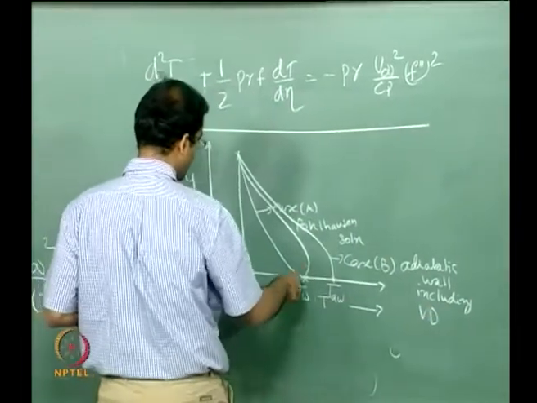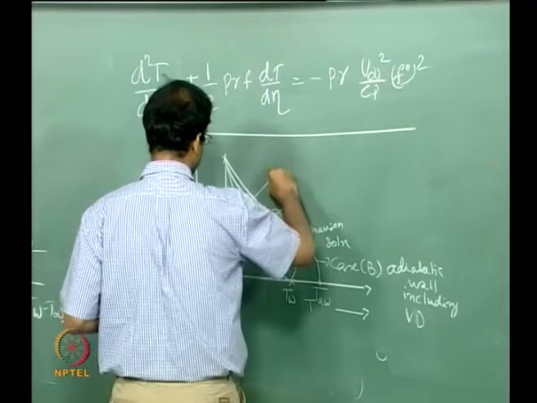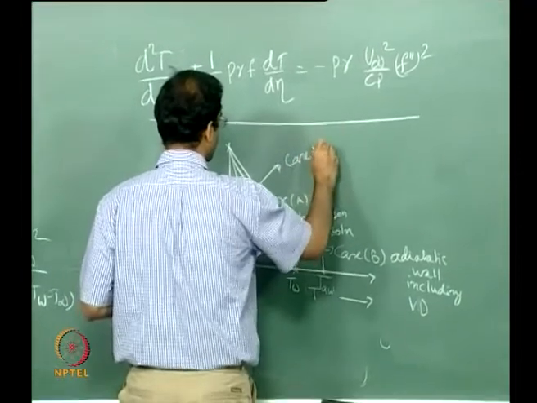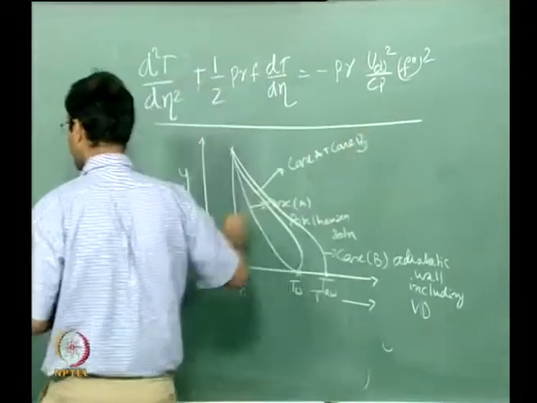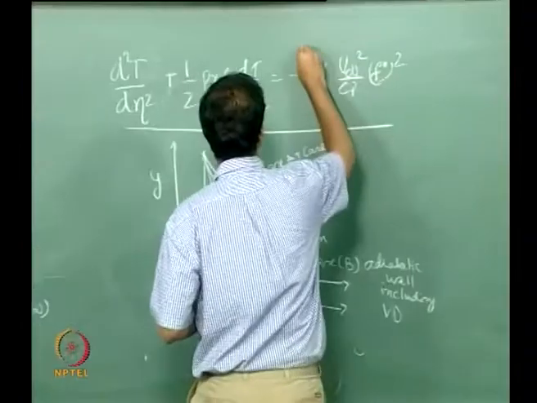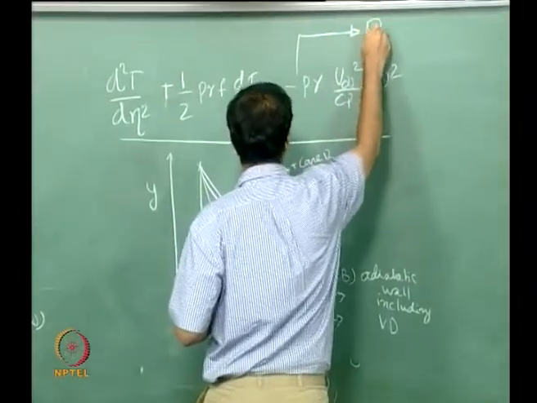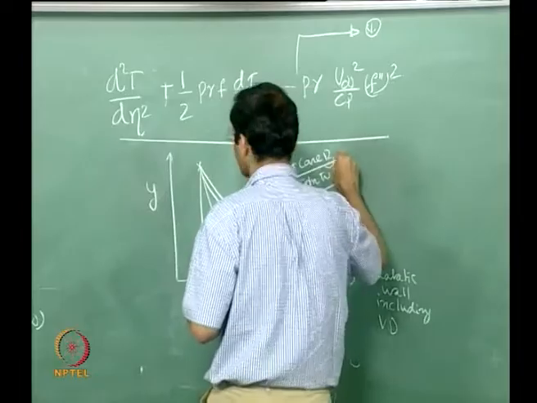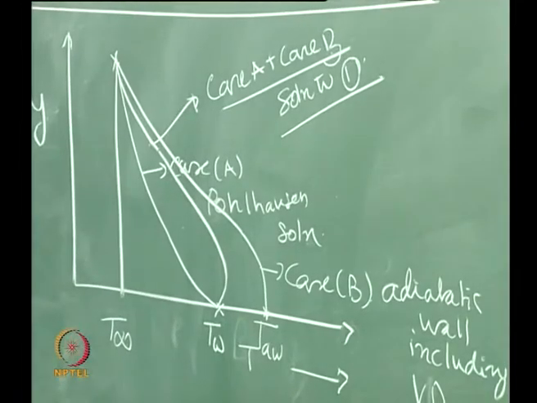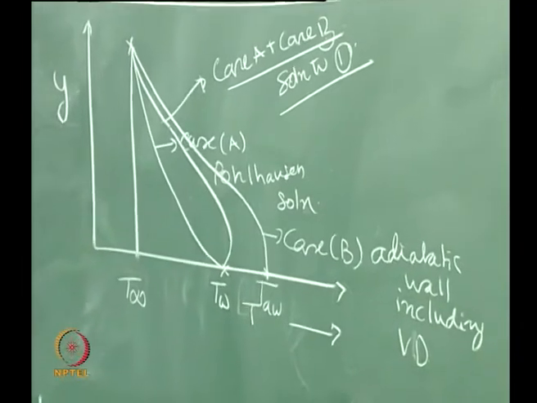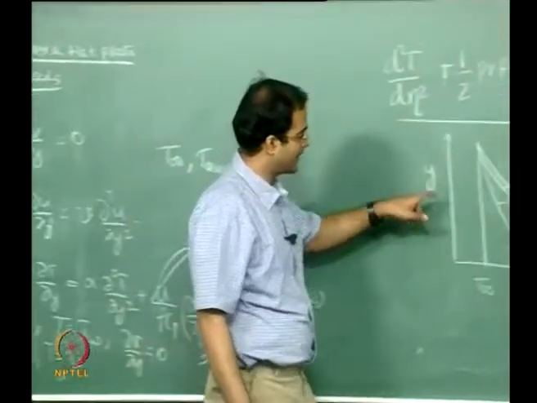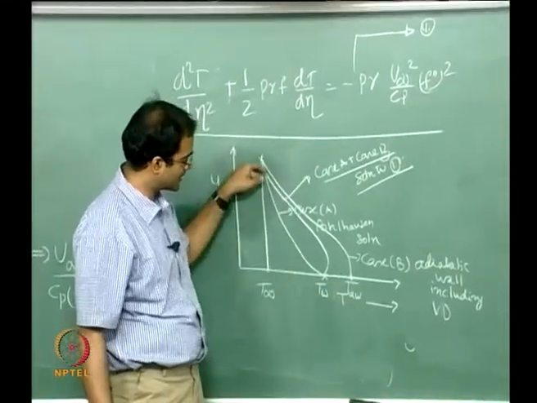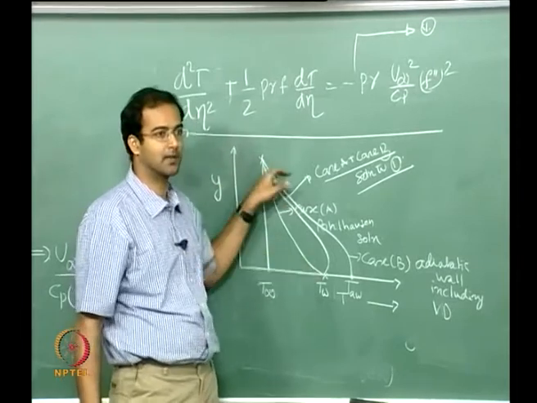Now what I have drawn here, this profile, is for case A plus case B, which is actually the solution to equation number 1, with the boundary condition that you can have either a constant wall temperature or the adiabatic temperature. So finally, because of the viscous dissipation you force the temperature at the wall to T wall, but the viscous dissipation effect will deviate the profile from the Pohlhausen profile.